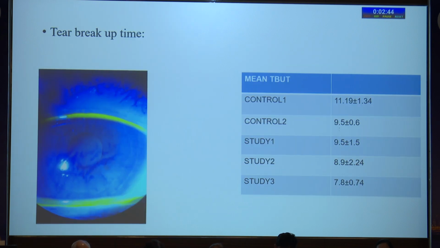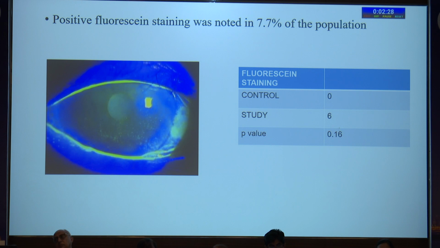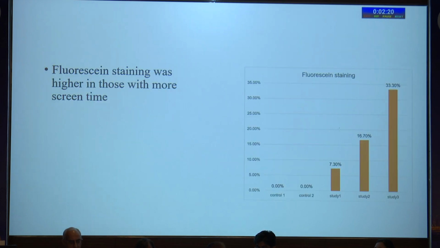Next, we compared the T-BUT. You can see there is a decreasing trend in the tear breakup time as the screen time increased in the groups. Significant decrease in T-BUT was noticed across all the age groups as the duration of screen time increased with a significant p-value. Coming to the positive fluorescent staining, this was noted in 7.7% of the population. Though it was not statistically significant, fluorescent staining was higher in those with more screen time.